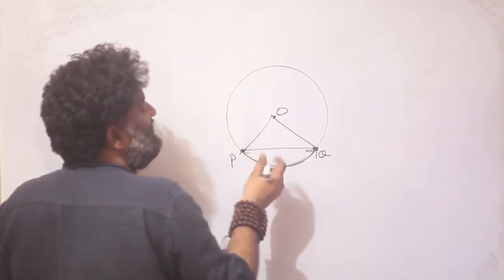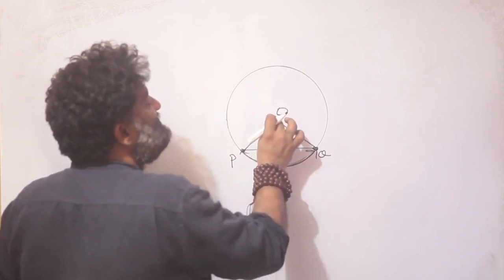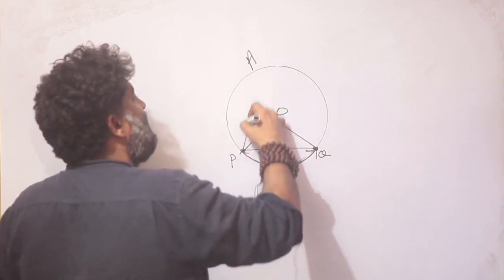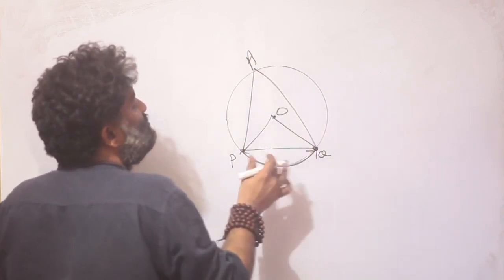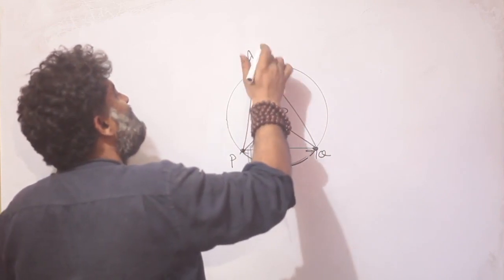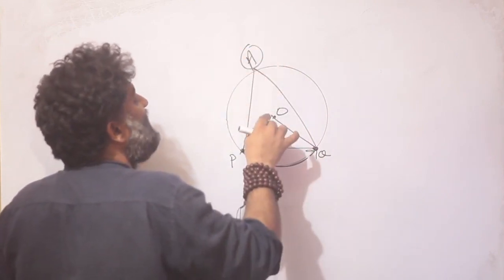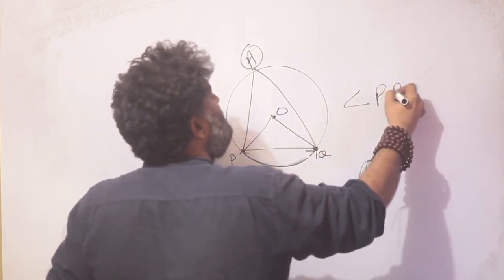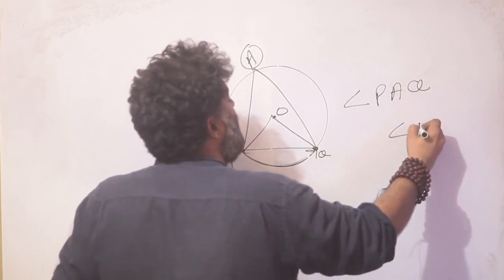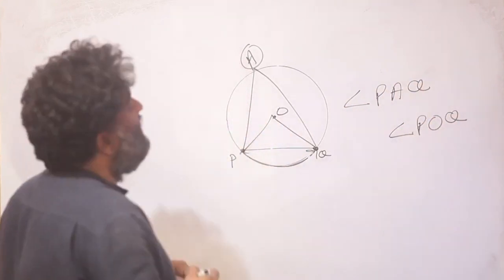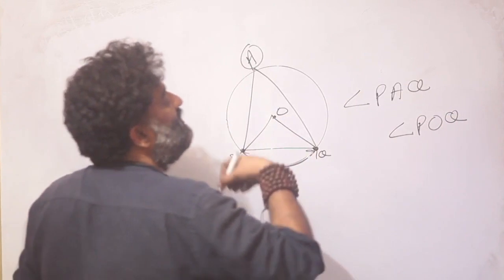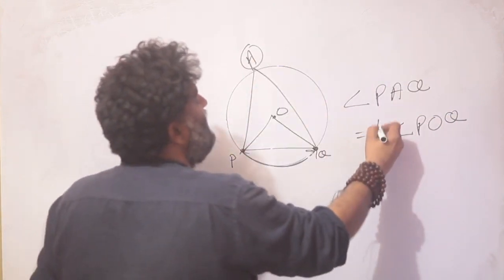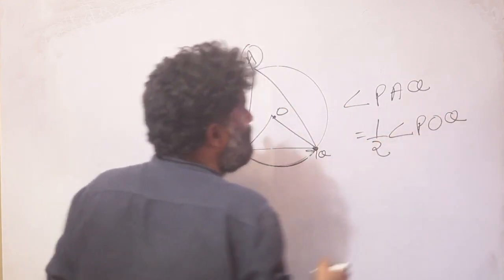And the idea is this: think of chord PQ, it subtends an angle at the center which is POQ. Let me throw another point A and create another angle. So chord PQ is subtending an angle at point A, and it is subtending an angle at the center which is POQ. So I am thinking of angle PAQ, and I am thinking of angle POQ. And what I want to observe, or what I will derive or deduce, is that angle PAQ is going to be half of angle POQ.